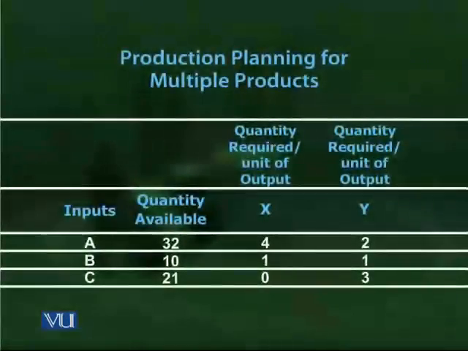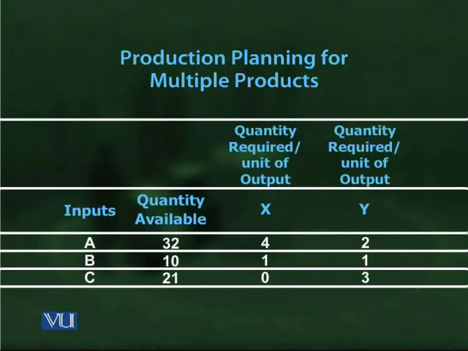Now next we have to consider the specification of the inequality constraints, and for this purpose you can see on the slide this table is given for the specification of these constraints, and the information that is provided is that the firm has three inputs, that is A, B and C, and the quantity available of these inputs is A is 32 units, B 10 units and C 21 units.